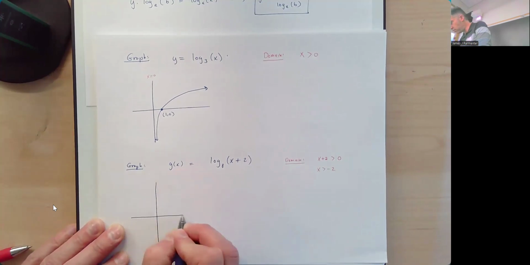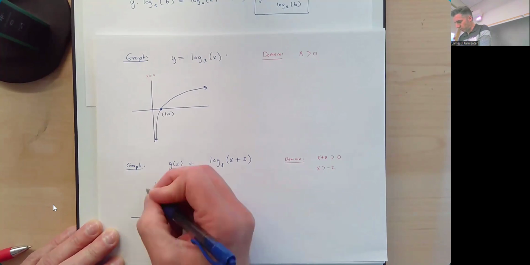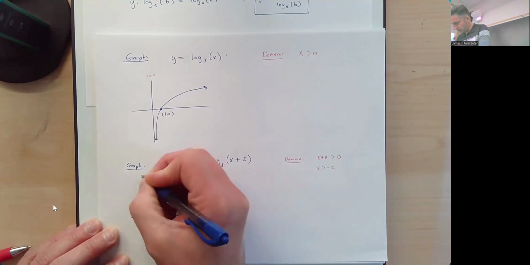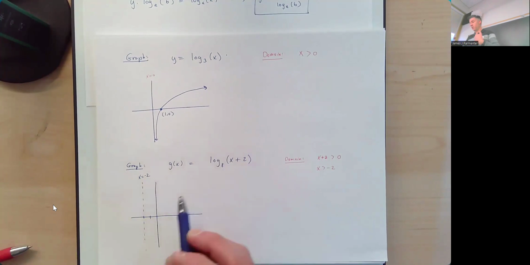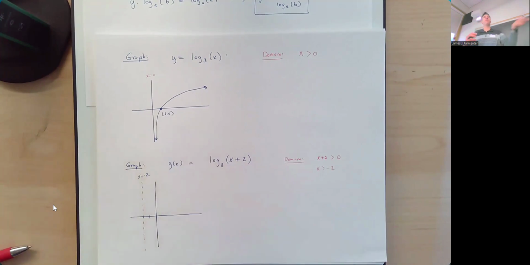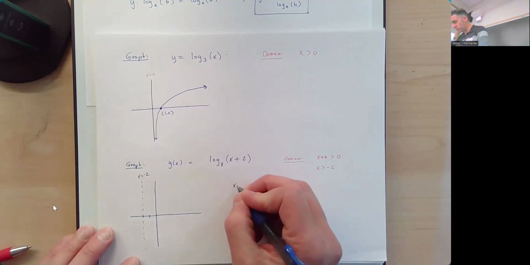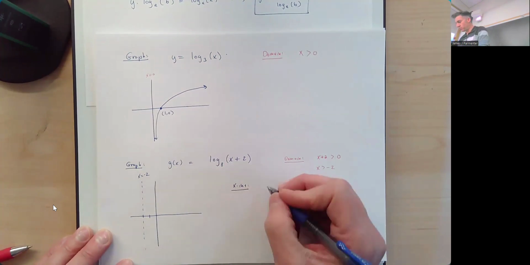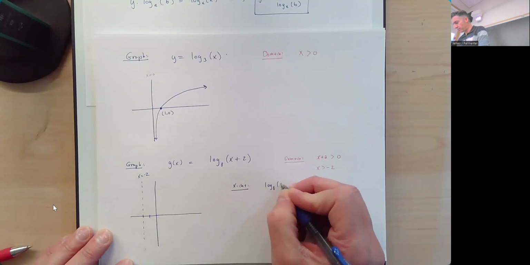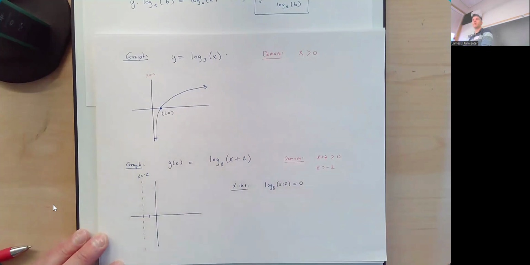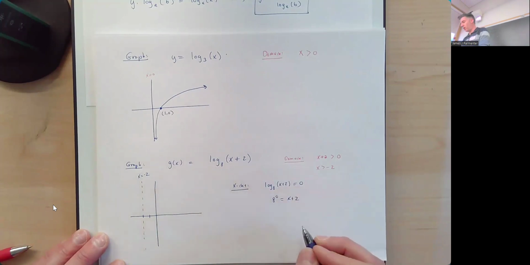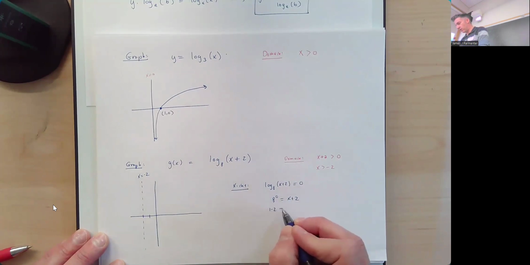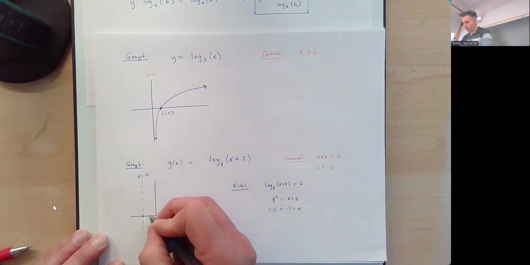So here, I'm going to go left 2. So there's my new vertical asymptote, x equals -2. And then I'm going to graph this thing. I could either note that the x-intercept is going to be -1 because it's just my previous x-intercept shifted 2 to the left. If I don't like that, I could find the x-intercept by setting y equal to 0. So set the whole thing equal to 0. Rewrite it as 8 to the 0 equals x plus 2. 8 to the 0 is 1. 1 minus 2 is -1. So yeah, my x-intercept is negative 1.